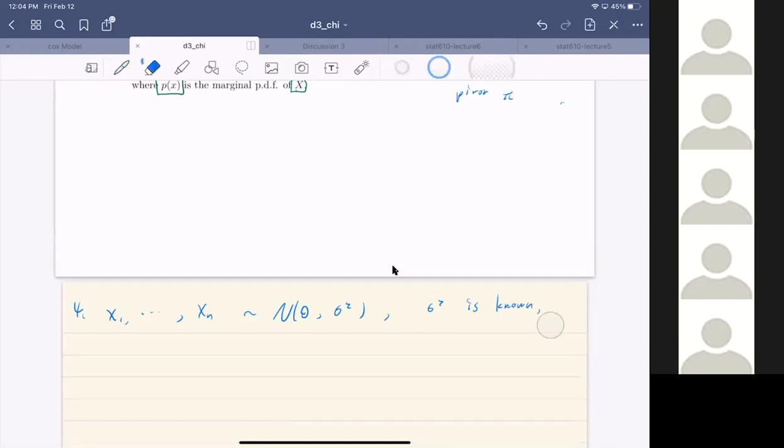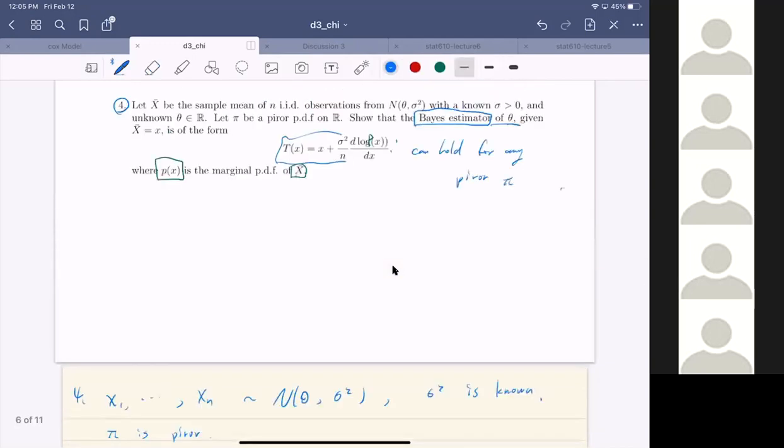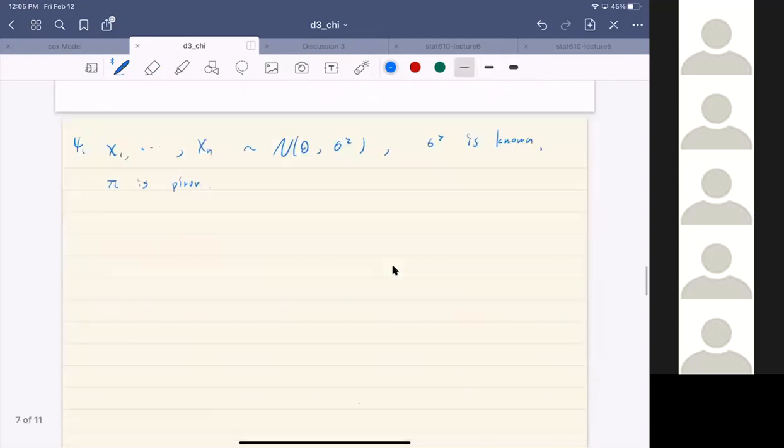So in this case, the prior is pi. We want to find a Bayes estimator. First we have to observe that S bar is sufficient for theta. So for the posterior, we only have to find the theta condition on S bar.